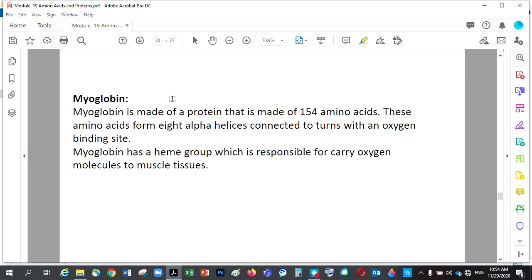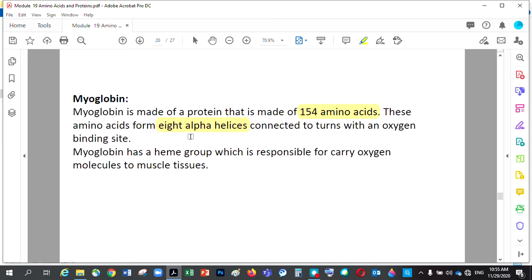We have hemoglobin, we have myoglobin. Myoglobin is a protein made of 154 amino acids. So this is a little bit different from whatever we have. If you have that many amino acids, you can expect a huge number of chains, correct? These amino acids form 8. That's what we are expecting, not 4 like the hemoglobin.